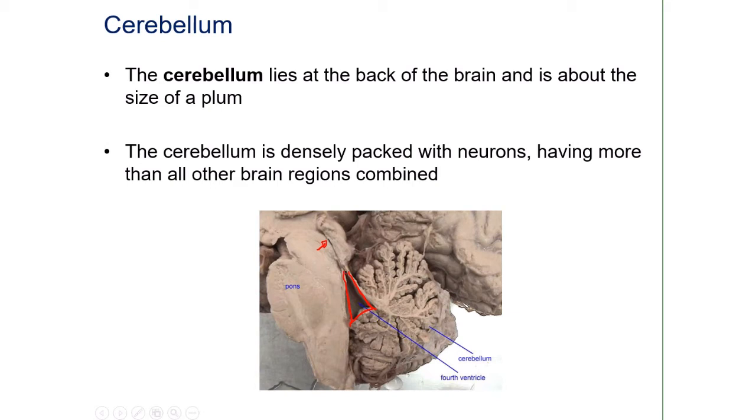I think it's a good practice in general to just try to label everything you can whenever you see a new brain diagram. This will help you practice knowing where things are, and it makes the labeling much easier. So the cerebellum is densely packed with neurons. In fact, you have more neuronal connections in the cerebellum alone than the rest of the brain combined.